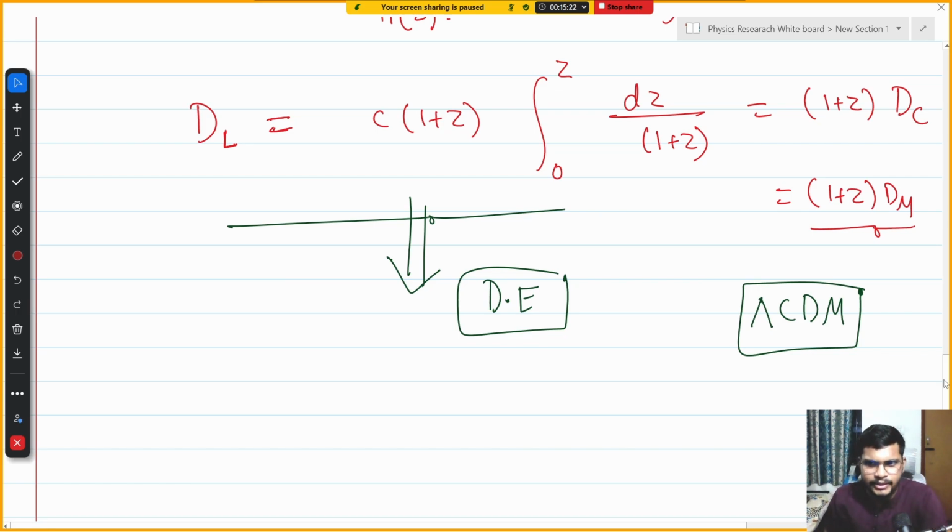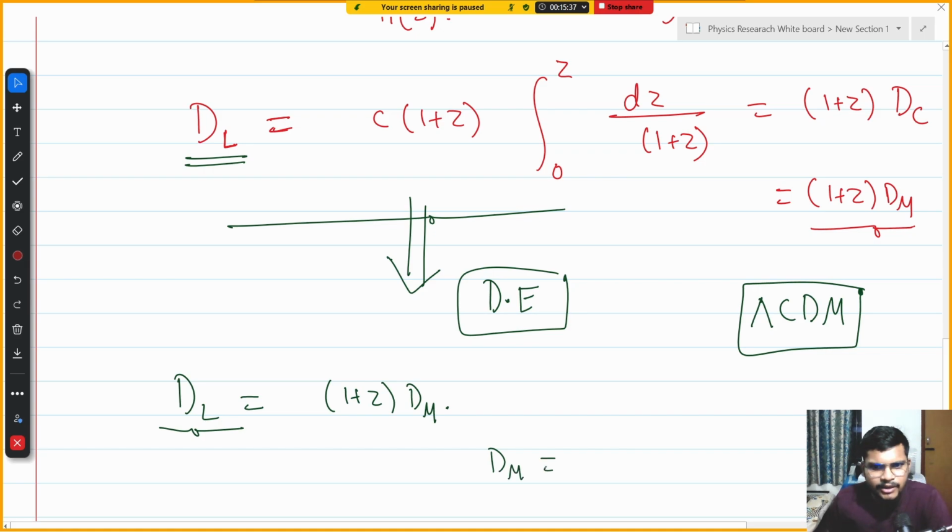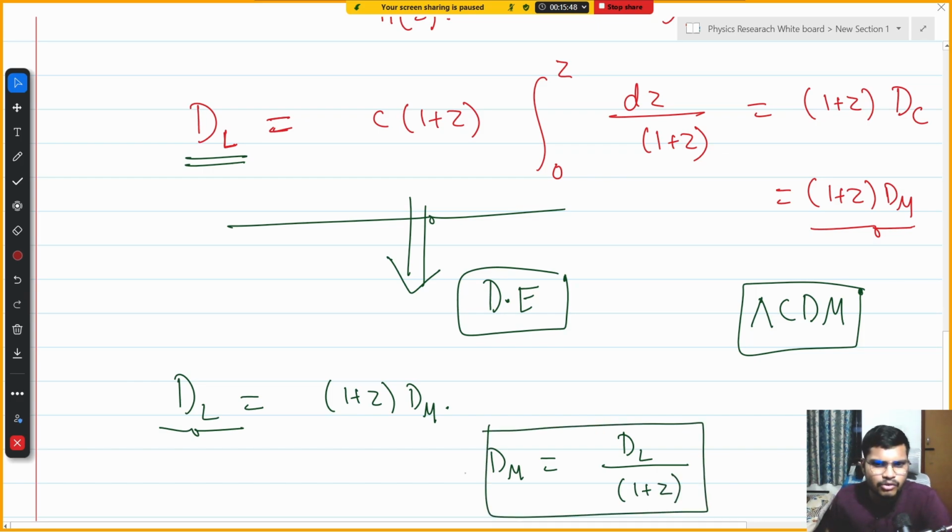So now you understand this dL is equal to c times (1 plus z) times the integral, and I can say directly that dL is equal to (1 plus z) into dM. If I know the evaluation of dL, then I can easily find out dM. dM is just whatever evaluation I have already found out for dL, divided by (1 plus z), and you are good to go. So this is the basic prescription.